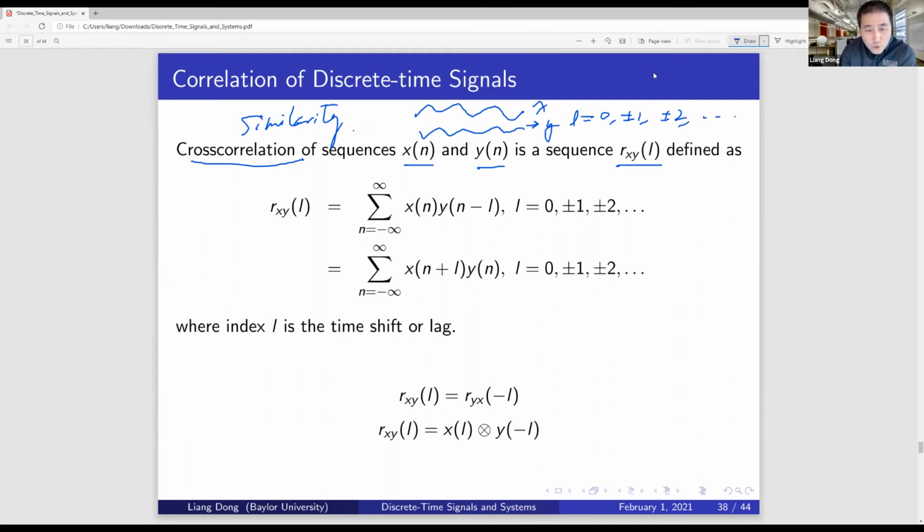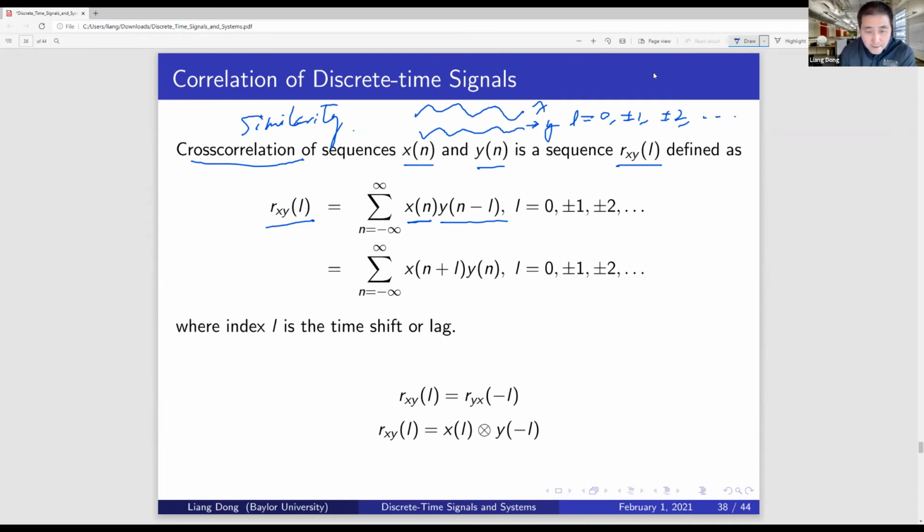The math expression is as follows. R x y is equal to the sum of x n times y n minus L. L is the time lag, the difference in how you align those two signals together. And then we have the sum. The sum is over the index of time from negative infinity to infinity. L can take the value of any integer number.